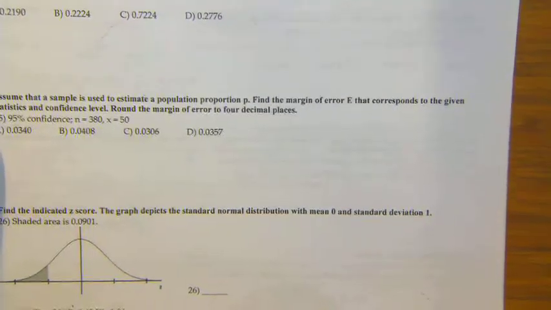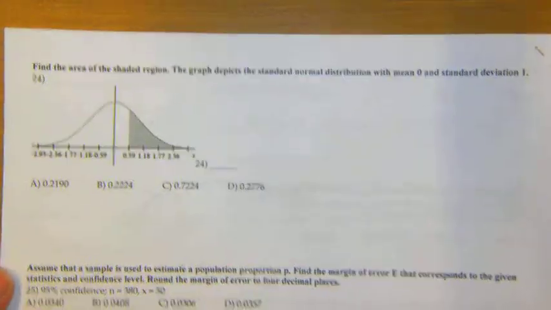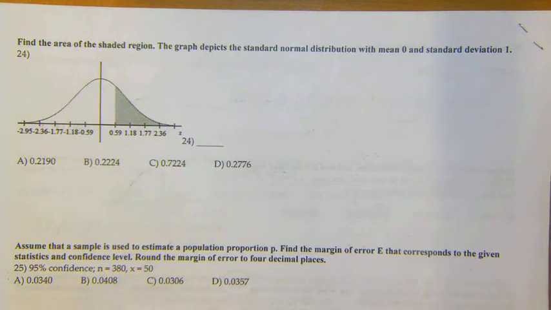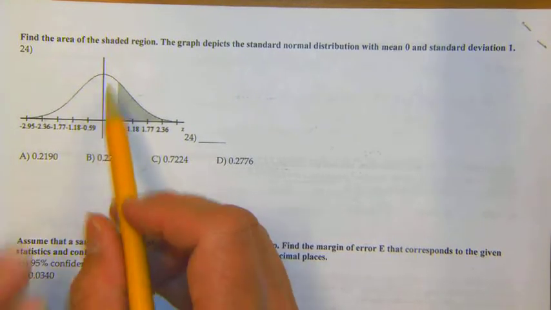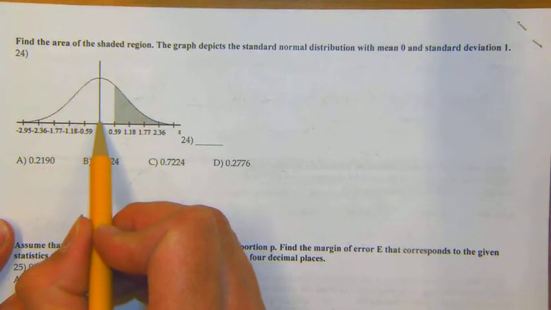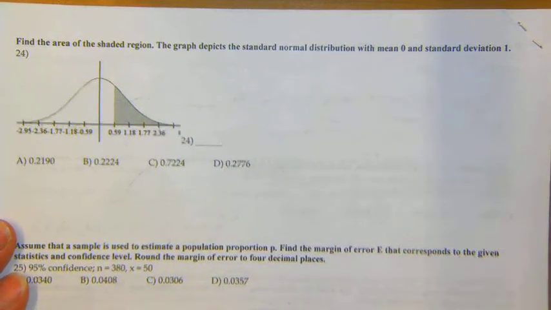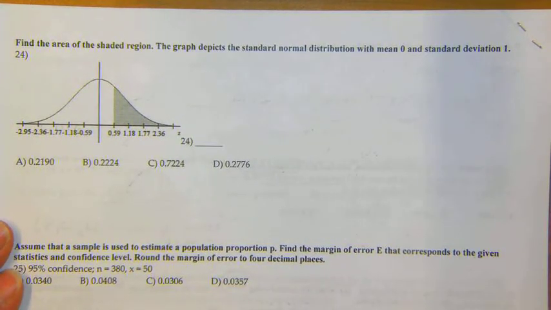All right, so just a couple more questions over here. Number 24, find the area of the shaded region. What you notice over here, first of all, is that this is symmetric. Your mean is 0, and it's also given up here. Mean is 0 and standard deviation is 1. So that's a standard normal distribution.